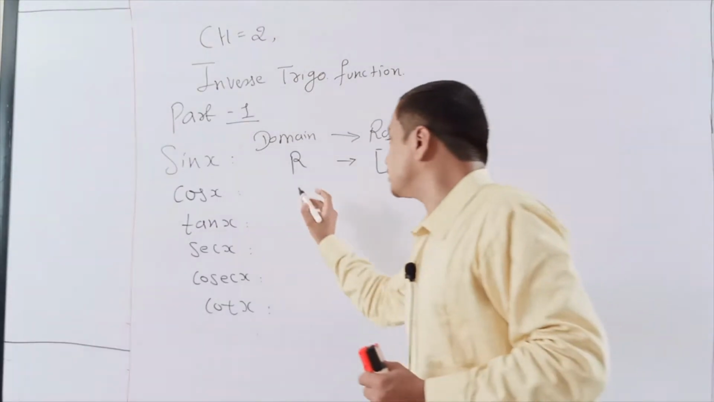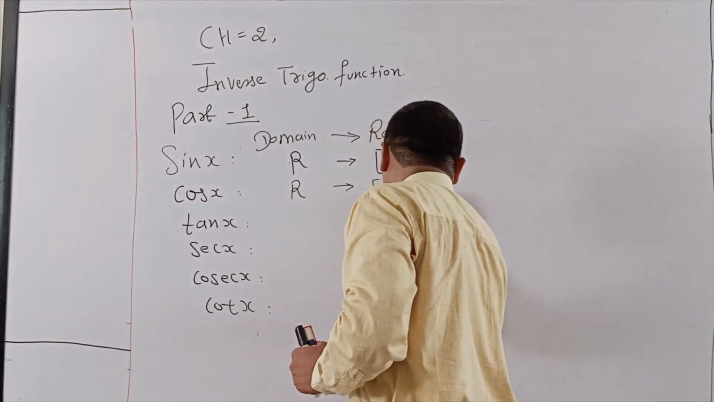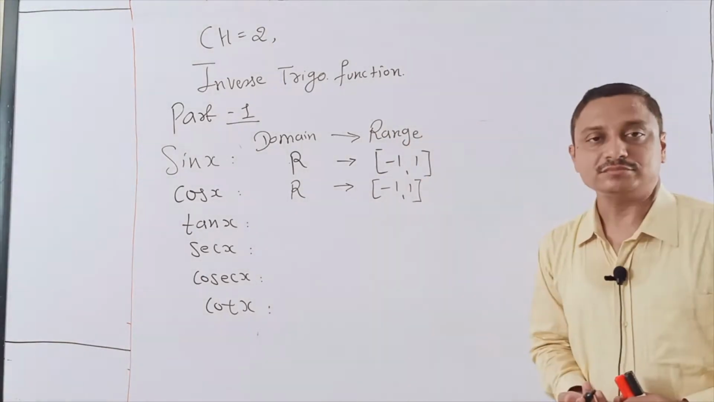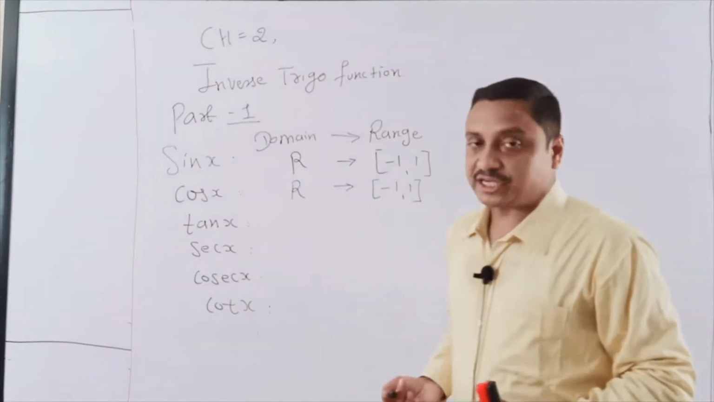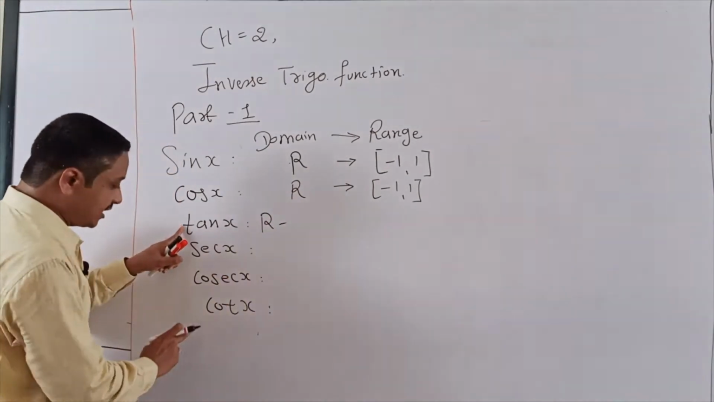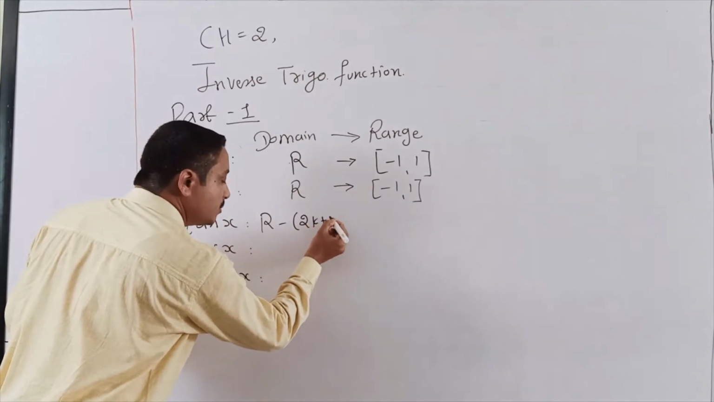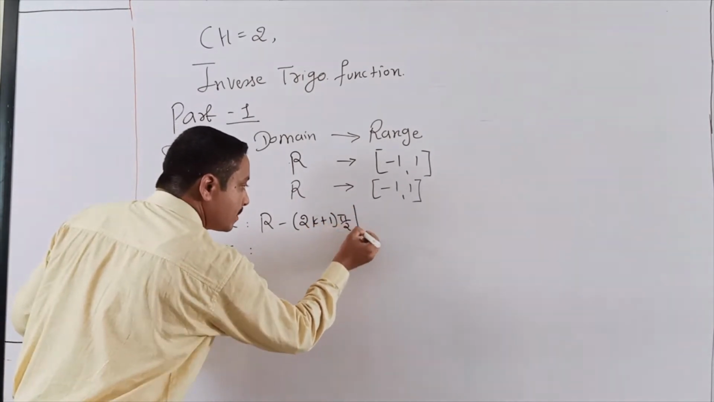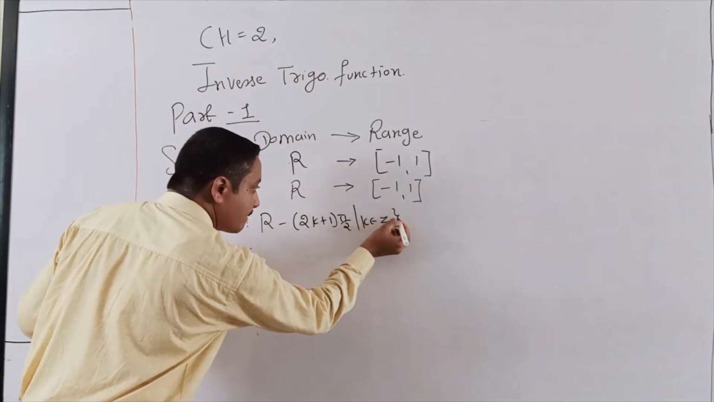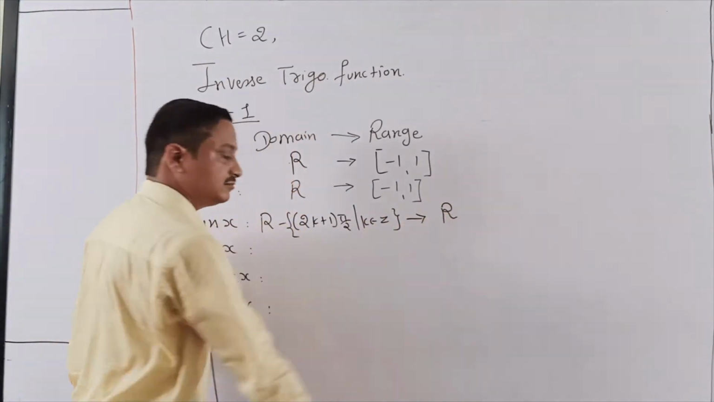Similarly, what is the cos x domain? R, and the range is the closed interval -1 to 1. Now students, what is the tan x domain? Yes, R minus the points where tan does not exist, where cos is 0. So I write down (2k+1) pi by 2, k belongs to Z, and the range is R.